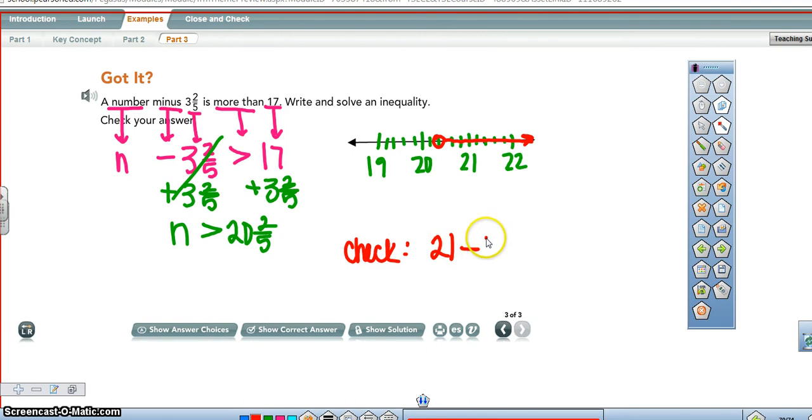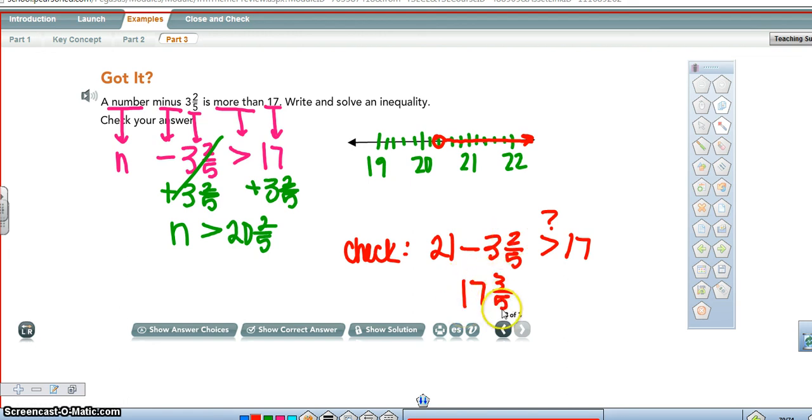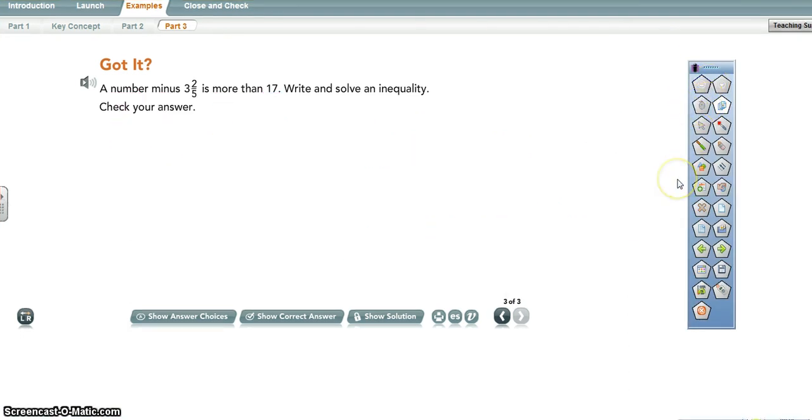21 minus 3 and 2/5. Will that be greater than 17? Well, 21 minus 3 would be 18. Take away 2/5, that's 17 and 3/5, which is greater than 17. So our solution checks. All right, I think that's it.